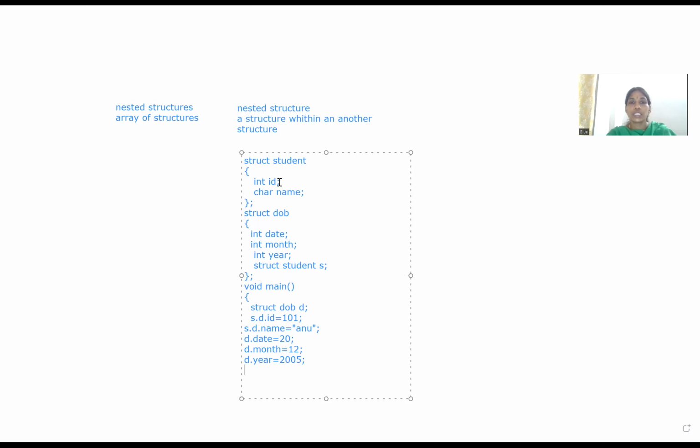So this is the implementation of nested structures. This is the first structure, and within the student structure, I am taking one more structure, date of birth. To initialize the value for these structure members, we need to create the variable, so the variable I am declaring within this nested structure. Okay, so let us go with programming.